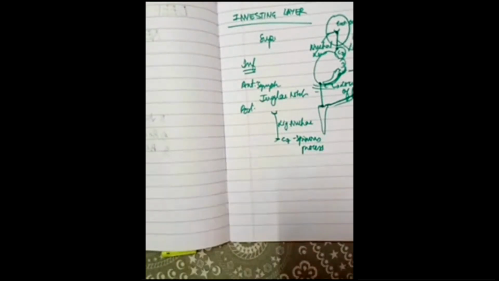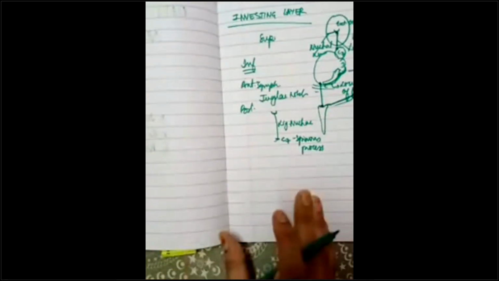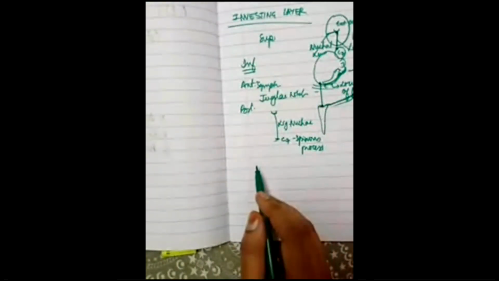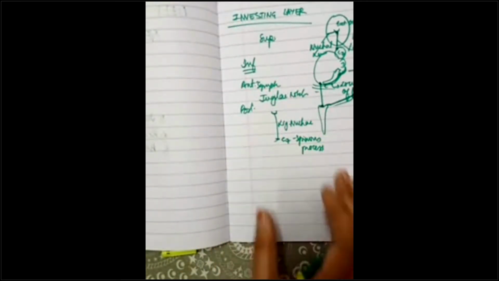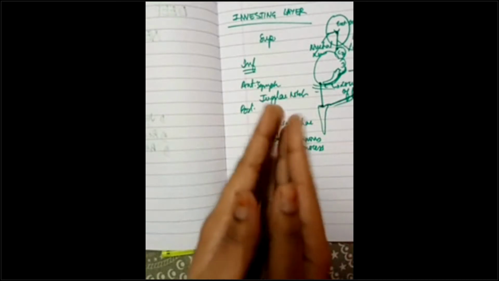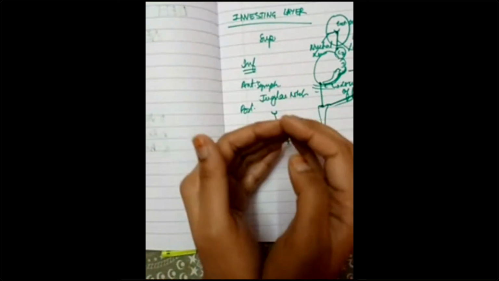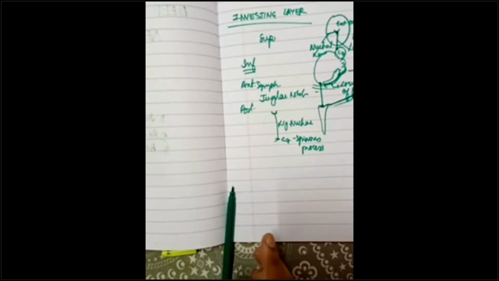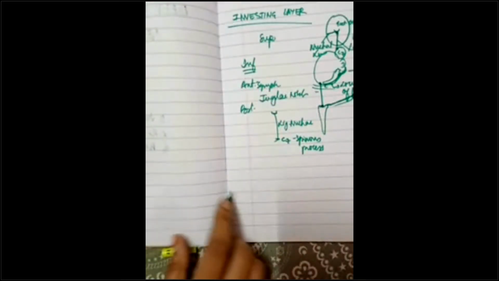So these are the attachments of your investing layer: superior done, inferior done, anterior done, posterior done. Attachments done. Now we will see these layers. What is the speciality? They will split whatever is coming in their way and enclose them. So we will see how the investing layer is extending. First we will see in the vertical direction, then in the horizontal direction.